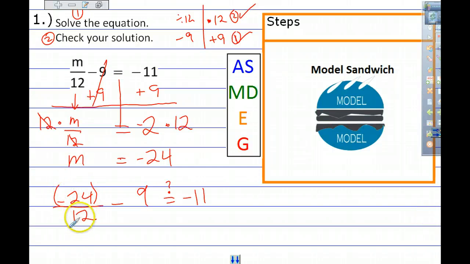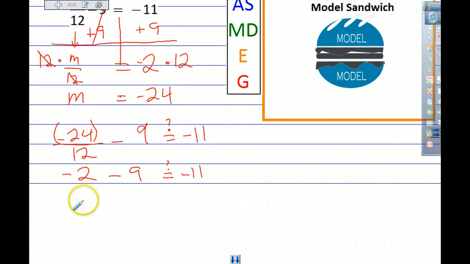So negative 24 divided by 12 is negative 2, minus 9. And again, we're trying to determine, does that equal negative 11? In this case, yeah. Negative 2 minus 9 is negative 11. So now, since they're the same, we know it's correct.